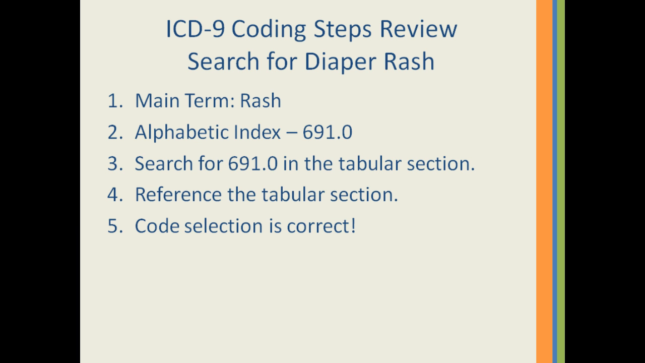So the main term is rash. Look up rash. Rash is located on page 446 in your ICD-9 manual in the alphabetic index, and you will find that the code for diaper rash is 691.0. You will then turn to the tabular section and look for 691.0. Please keep in mind that in the tabular section, the code ranges are listed at the top of the page in red writing, so you can find the codes in the tabular section in numerical order at the top of the page. Okay, and 691.0 is found on page 892. And once you reference the code in a tabular section, then you can select the correct code.